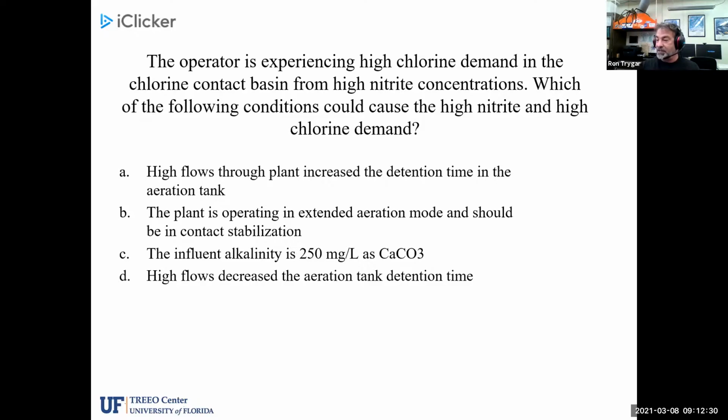This answer is letter D, as in delta. The high flows decrease the aeration tank detention time. Remember, high flows during the day could definitely shorten detention times through the basins, which would take away time for the bacteria to do their job. Letter A says high flows through the plant increase detention time, but we know that's not true because as flows pick up, the detention time decreases. So that is why D is the most correct answer.